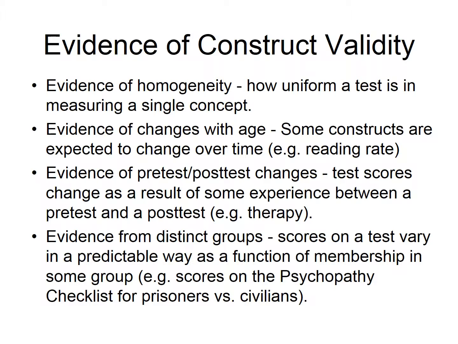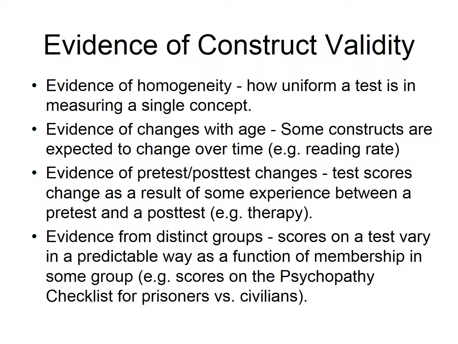Additionally, again for construct validity, we can look for evidence from distinct groups. Scores on a test vary in a predictable way as a function of membership in some groups. So for example, if we have a measure of psychopathology, and we give that checklist to a group of violent prisoners versus people that have never committed a crime, we'd expect the violent prisoners to have higher scores than the people that have never committed a crime.